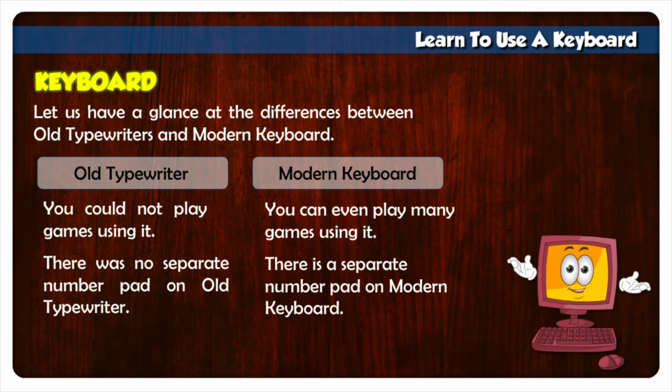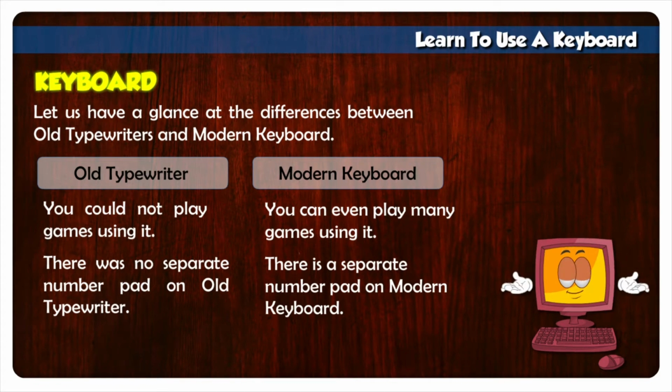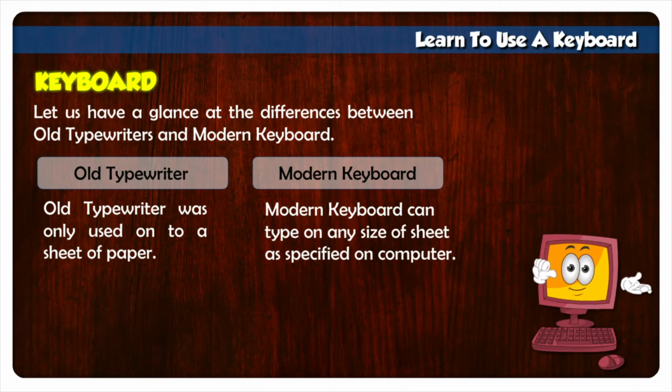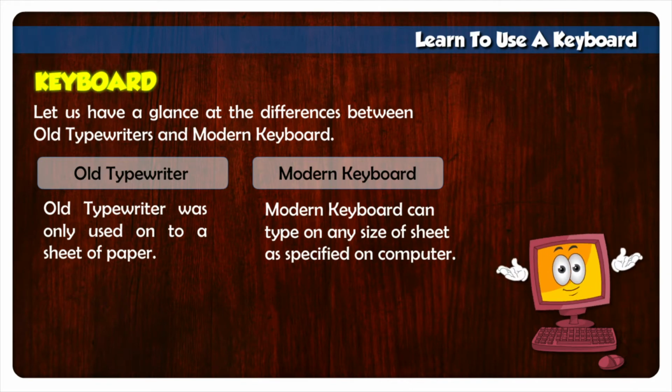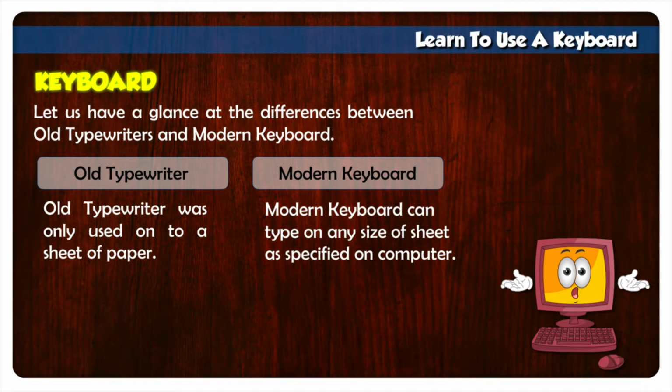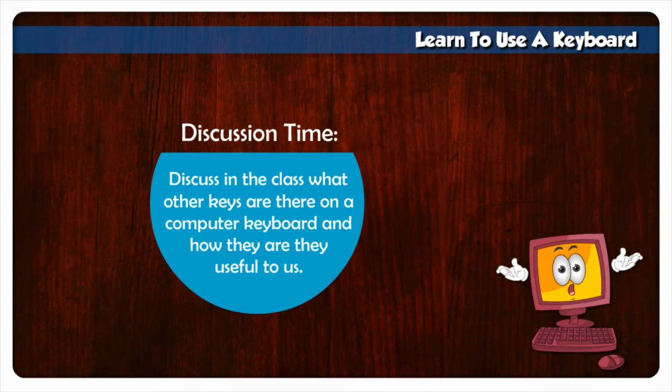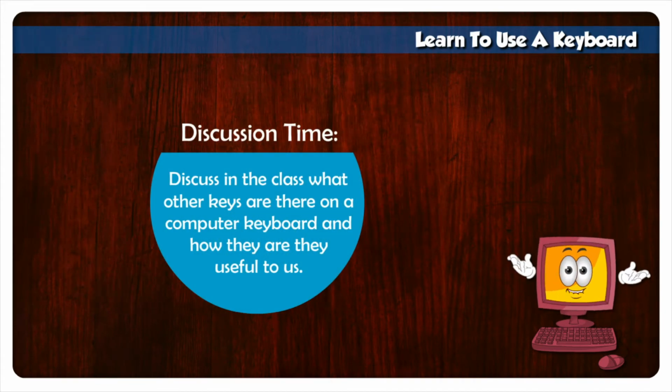There was no separate number pad on old typewriter. There is a separate number pad on modern keyboard. Old typewriter was only used on a sheet of paper. Modern keyboard can type on any size of sheet as specified on computer. Discussion time. Discuss in the class what other keys are there on a computer keyboard and how they are useful to us.